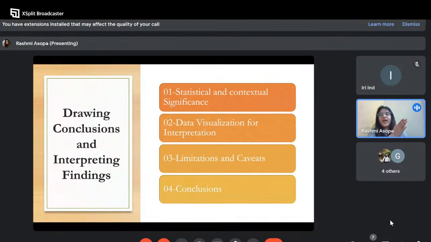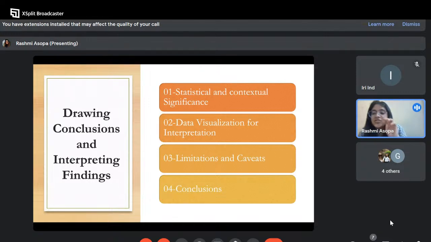So, after your analysis of data, we come to interpretation and conclusions. The first step we'll go through is statistical and contextual significance. Statistical and contextual significance is basically you telling why your data was important for this specific research, and you will fit into your literature gaps. Then comes visualization or interpretation.